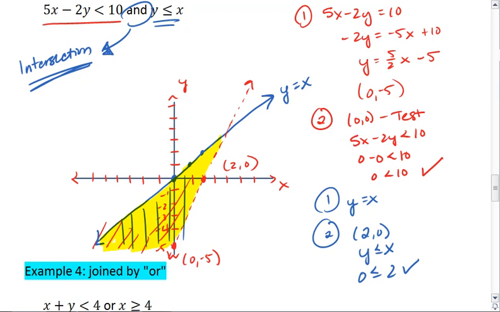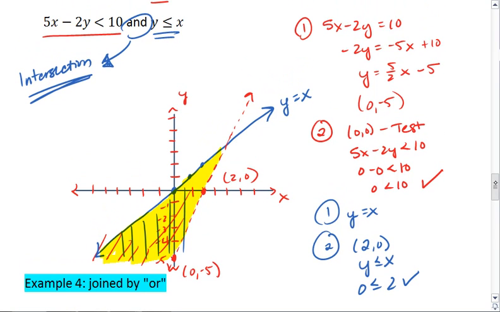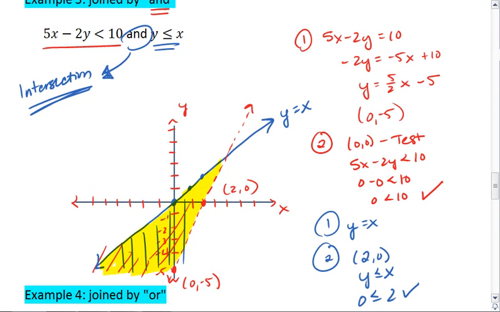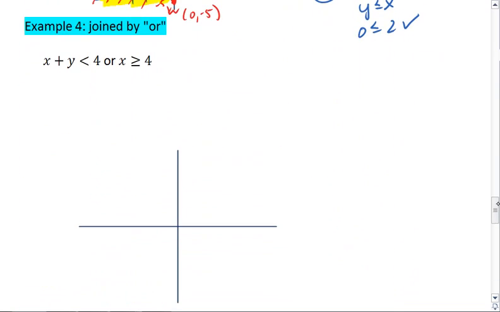And that's what your final solution should look like on your paper as well, only shading the space where the two shadings for each line would overlap. That's what happens when you use the word "and." Make sure you make note of that. Let's look at what happens when you use the word "or."